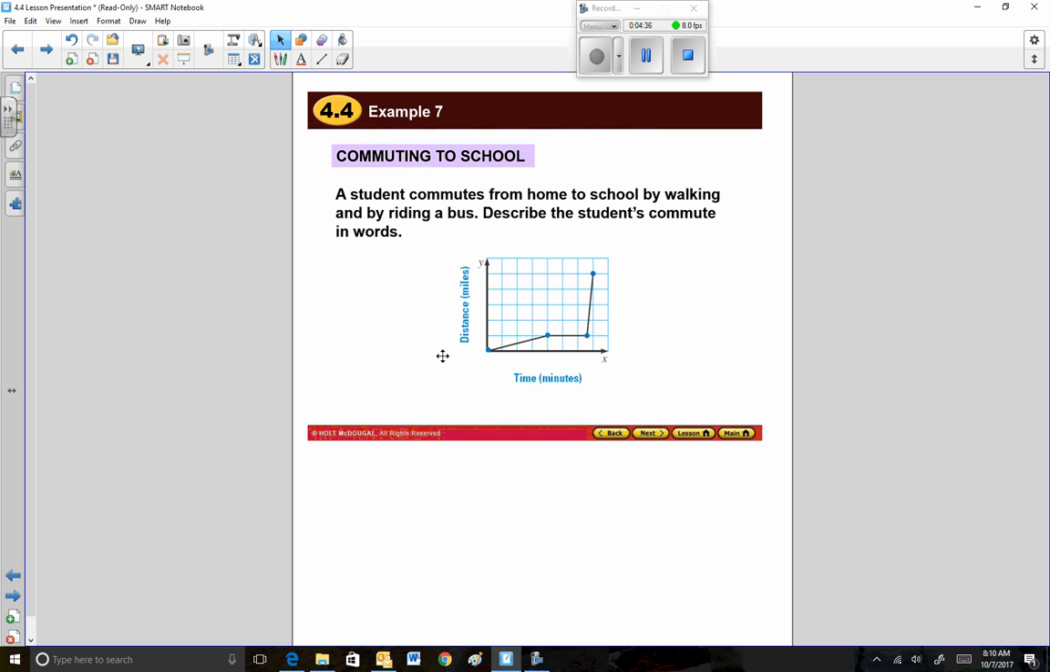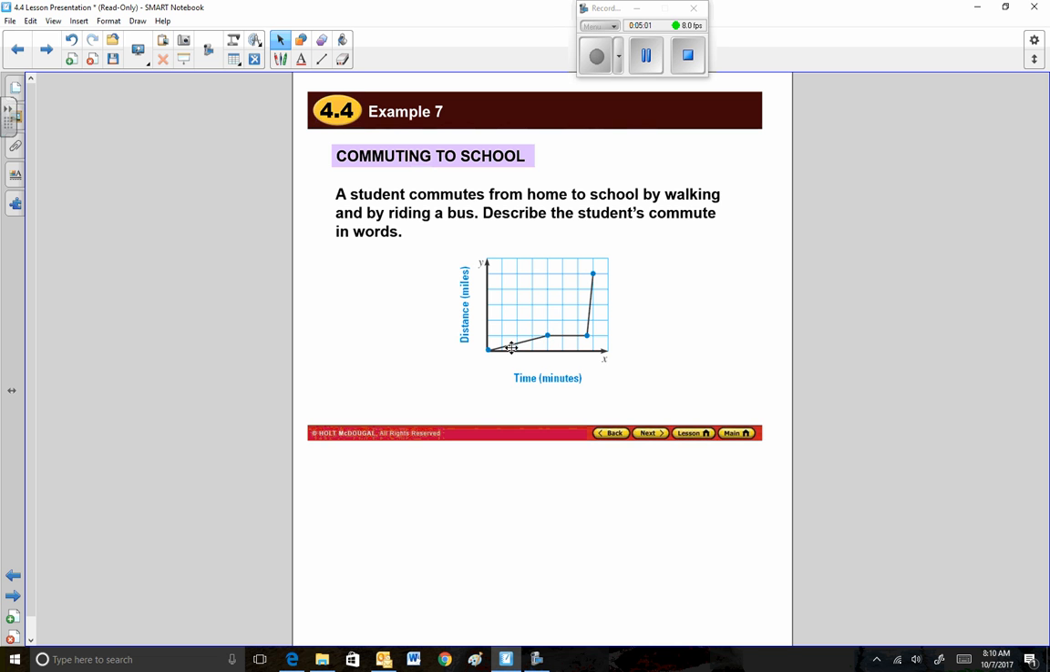And let's look at this graph. A student commutes from home to school by walking and by riding a bus. Describe the student's commute in words. Okay, this is time, how long they're walking to school or riding a bus, whatever they're doing to get to school, and this is the distance. So as you see the distance they travel in time, if you're moving for a certain amount of time and you're moving a little bit of distance here, what do you think they might be doing?